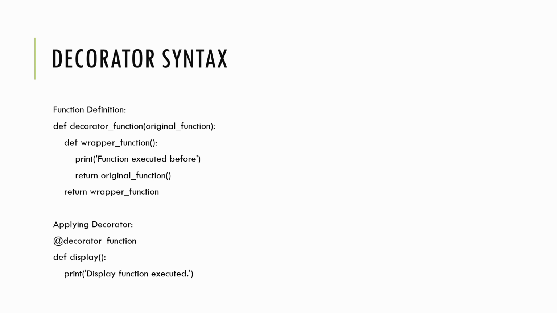Now let's look at the syntax of decorators. A decorator is itself a function that takes another function as an argument. Inside this function, we define another function, often called the wrapper function, which is the one that will call the original function. Finally, the decorator returns this wrapper function. Here we have a simple example where we decorate the display function. The decorator_function line applies the decorator to the display function, adding functionality before the original code is executed.